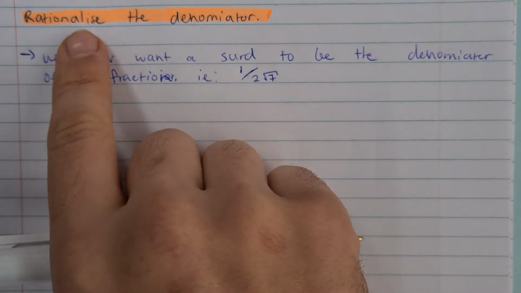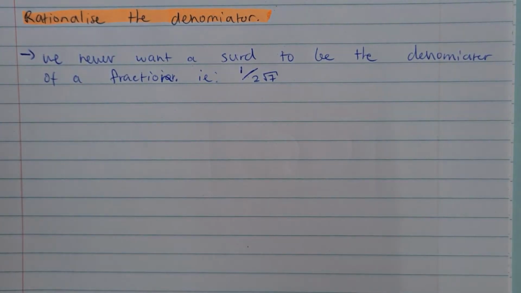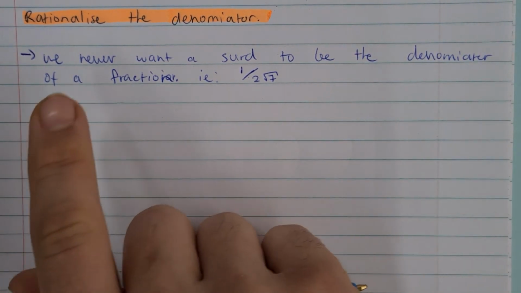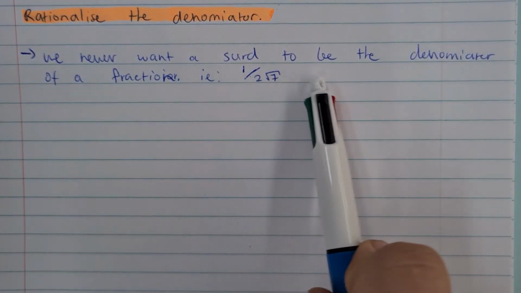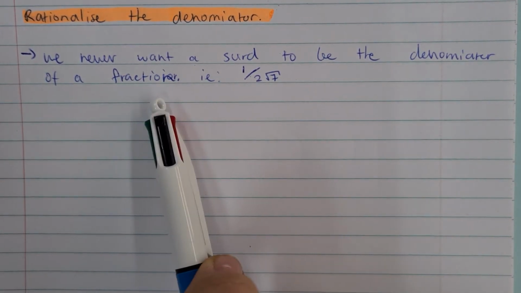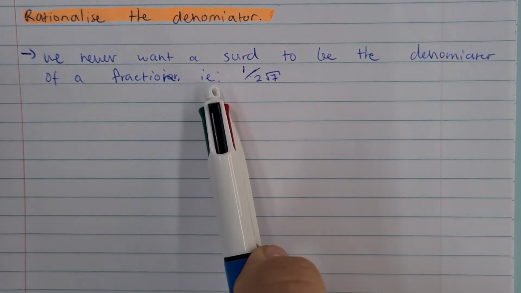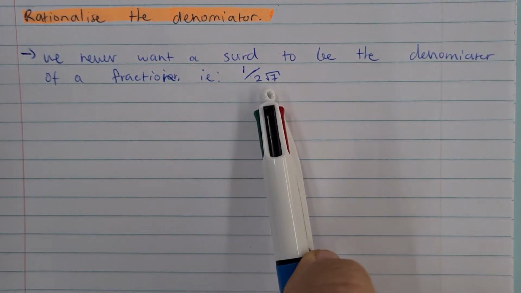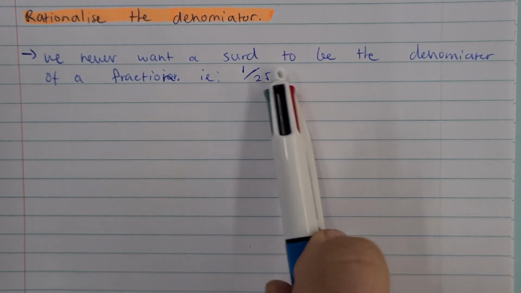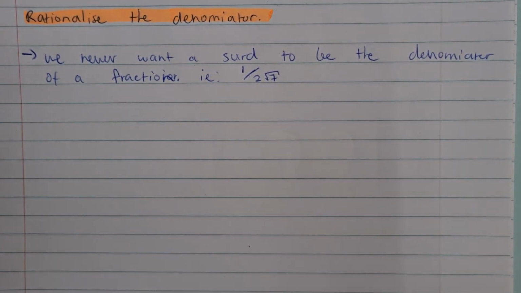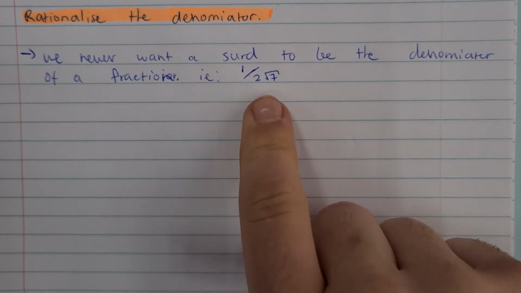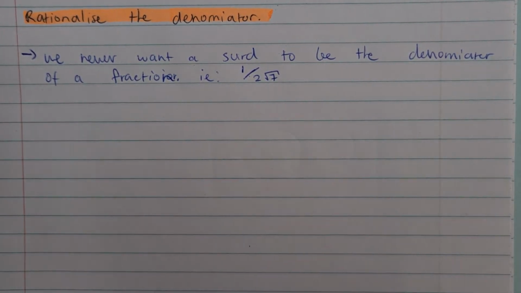So here we're going to look at rationalizing the denominator. Now, the key thing we want to know about this is that we never want a surd to be the denominator of a fraction. For example, if you had 1 over 2 root 7, that's not what we want our fraction to look like. So we need to find a way to fix that up.